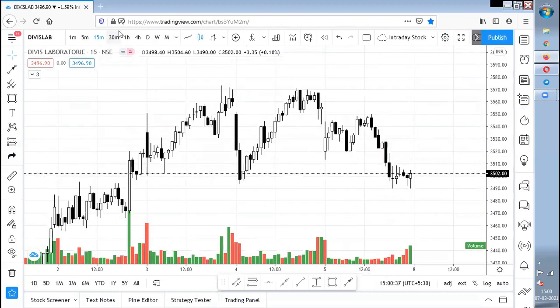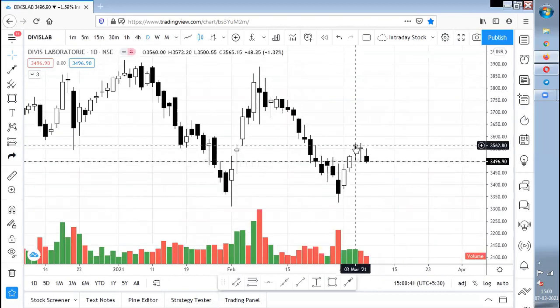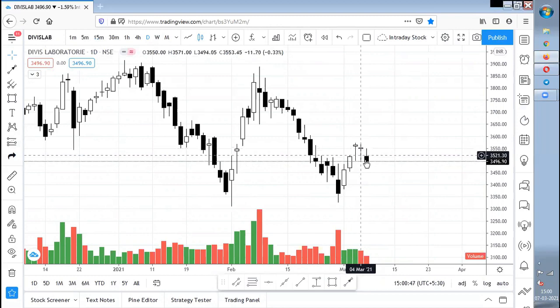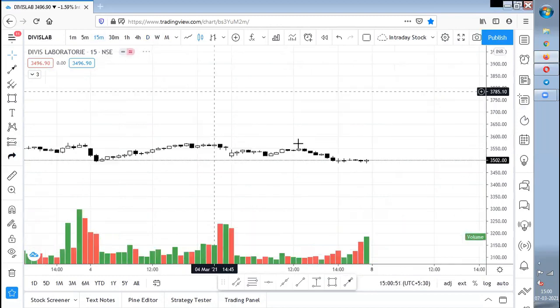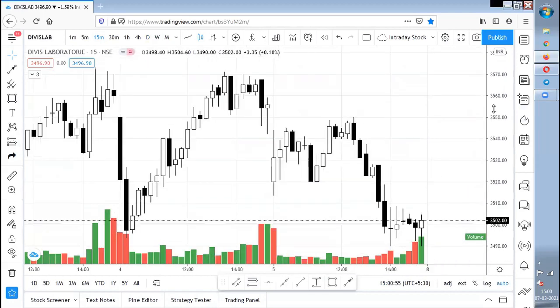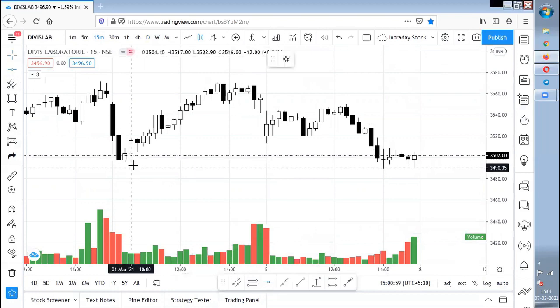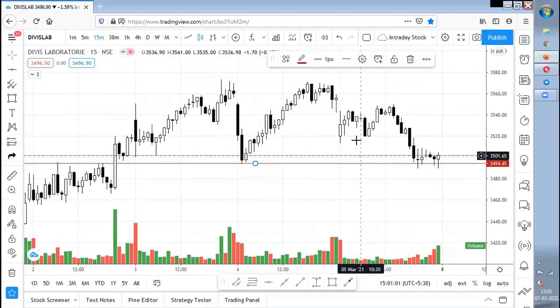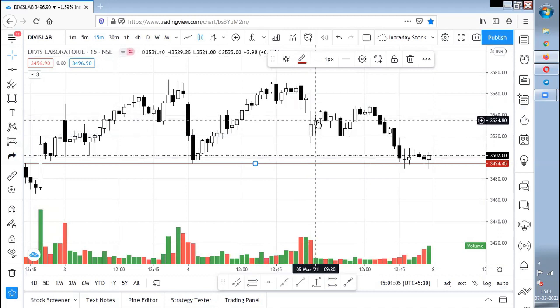In the case of Divi's Lab, on the daily chart it is the same. We were able to see some rejections at the bottom side, and compression is also seen. So I was expecting some move to happen in Divi's Lab as well. Divi's Lab came inside my screener, and I shared this. In the case of Nestle, it was taking support at the previous day low, but Divi's Lab was not taking support, and it was just roaming here only.